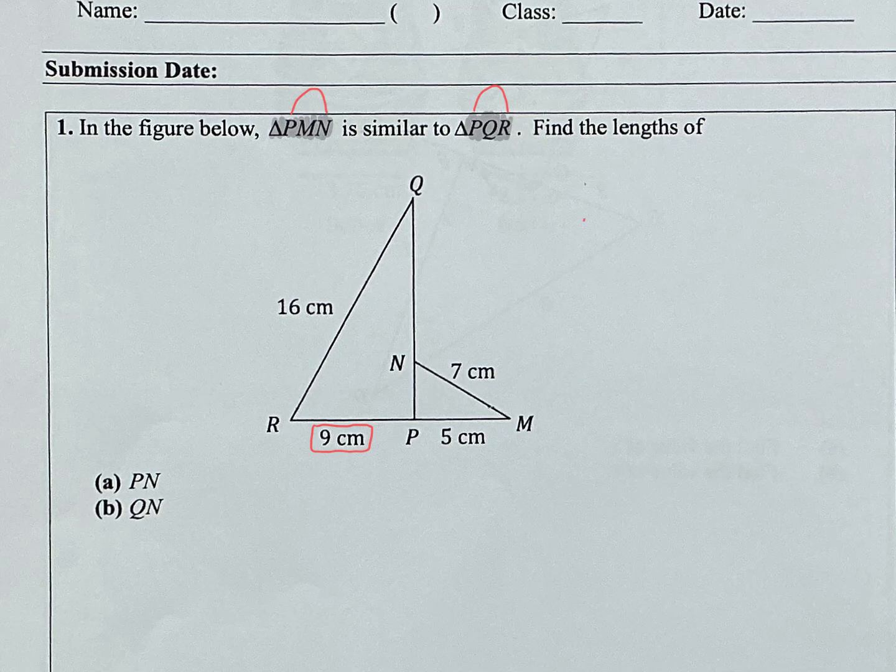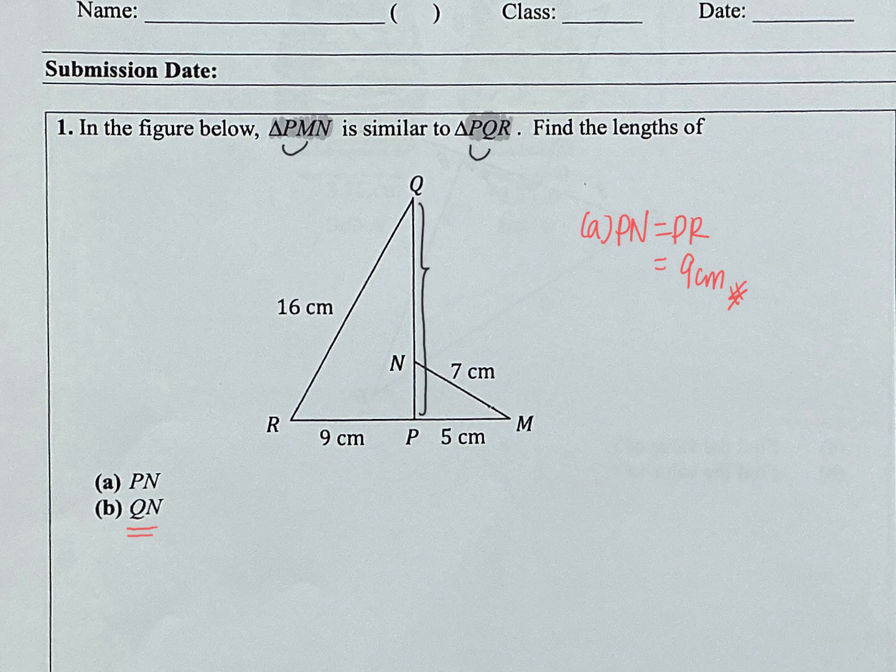that PN is equal to PR, which is 9 cm. Okay? Next, I want to find QN. In order to find QN, I need QP first. So QP, we will compare it with MP. So MP is 5.